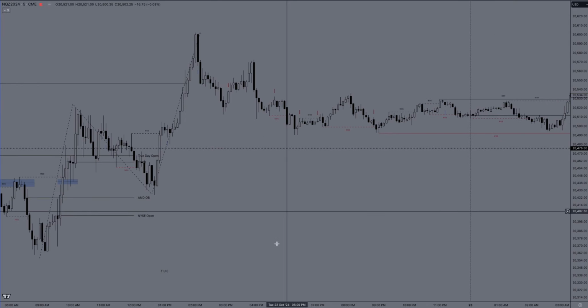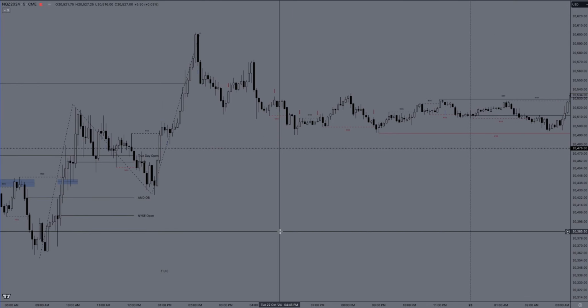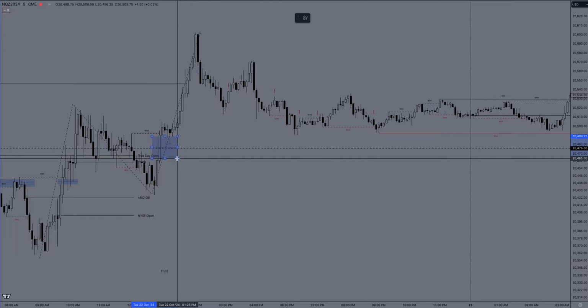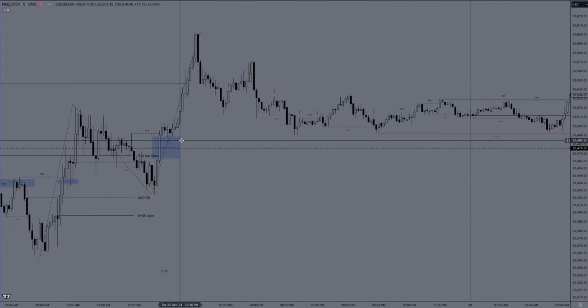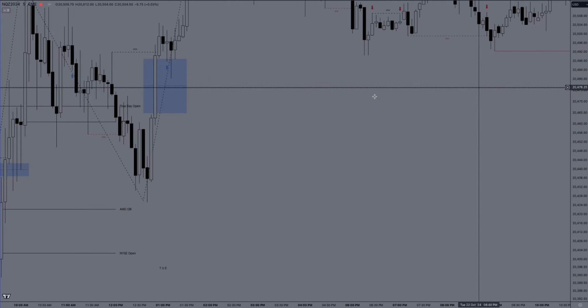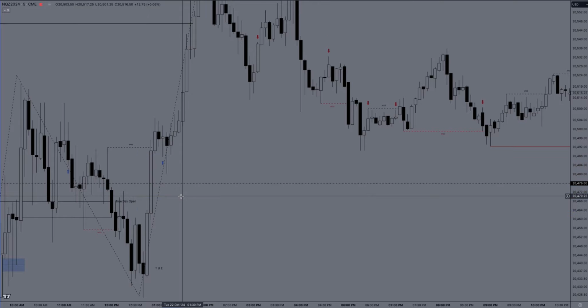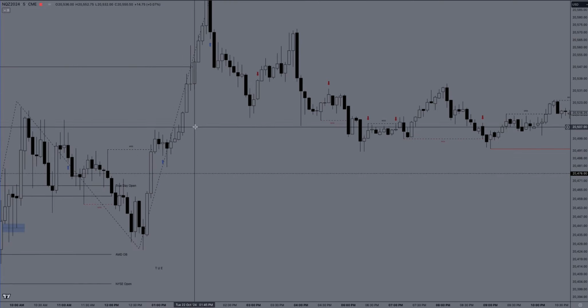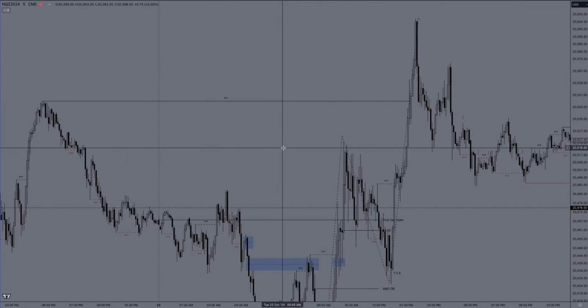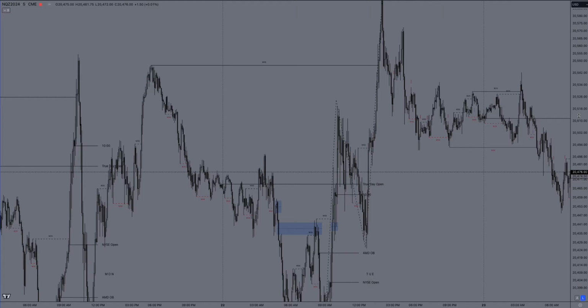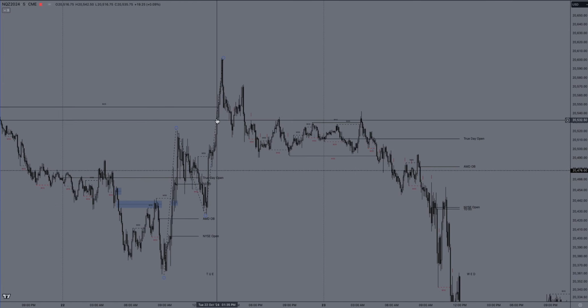So this entry here, I believe this was going into lunch after the AM session. So this was your AM session move. We had our fair value gap entry there. As you can see, there was an entry that was activated by Wish Me Well from Blessed Indicator. And you could have went long to target that previous day high liquidity there. And that was the day.